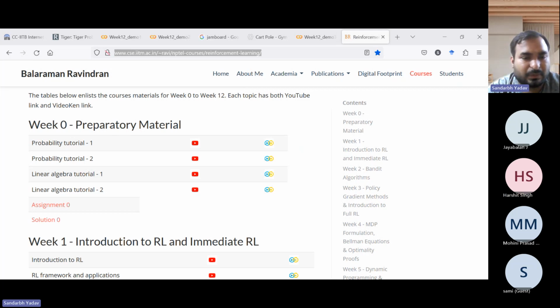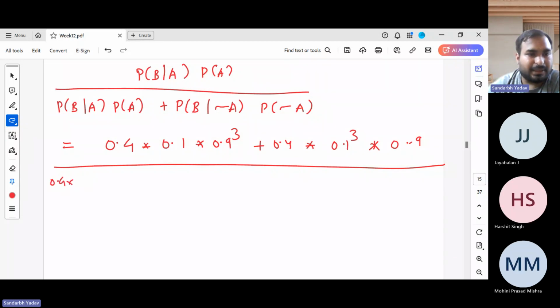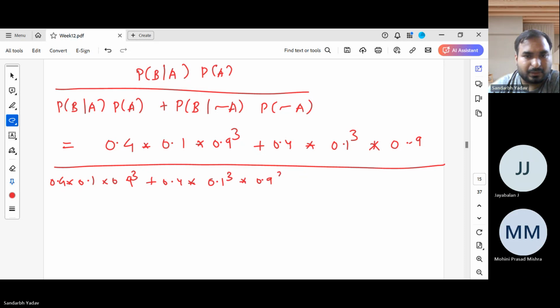Okay, then I'll go back to the slides again. So we have the numerator ready, and the same numerator will come here as the first term: 0.1 into 0.9 cube plus 0.4 into 0.1 cube into 0.9 cube. But plus there will be another term.